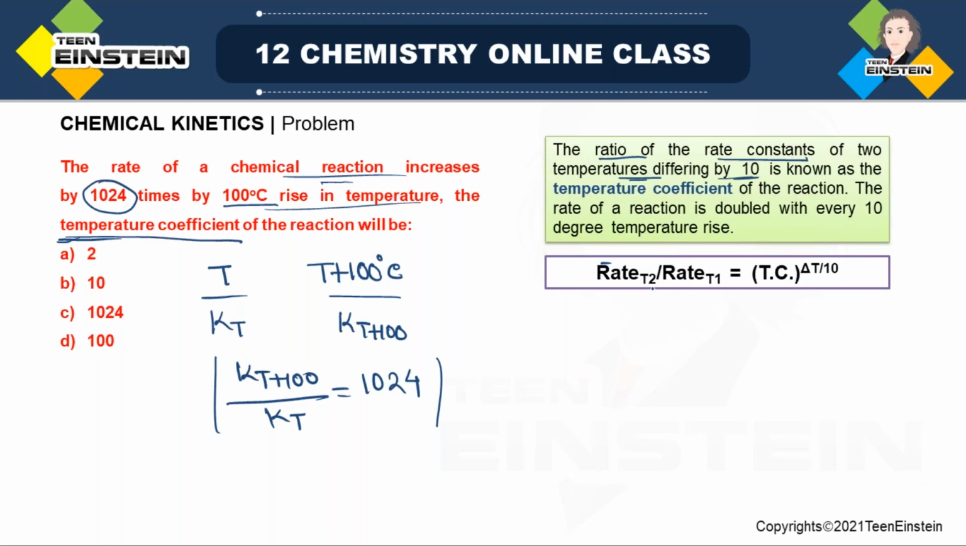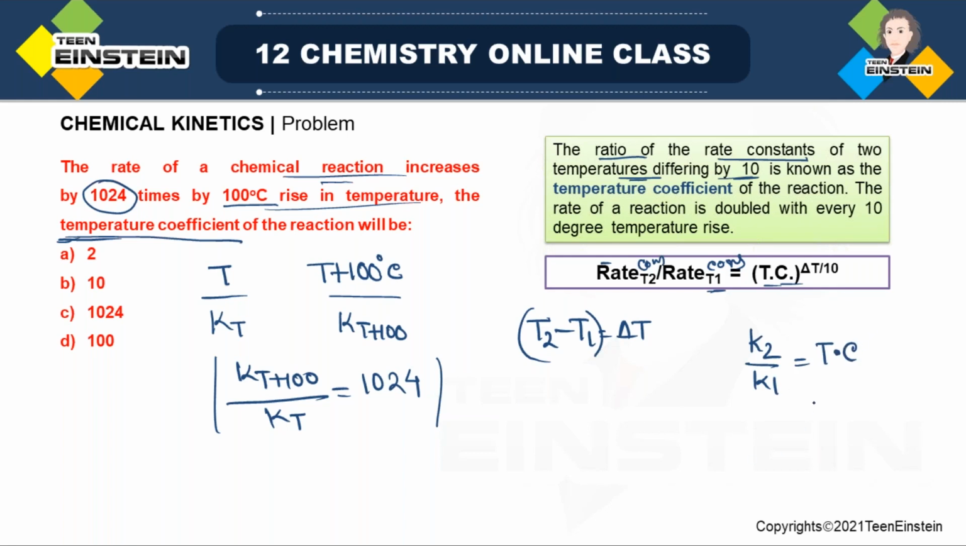So the rate constant at T2 divided by the rate constant at T1 will be equal to the temperature coefficient, TC, to the power (del T divided by 10). Now what is del T? Del T is T2 minus T1. This defines the temperature coefficient, that is K2 and K1.